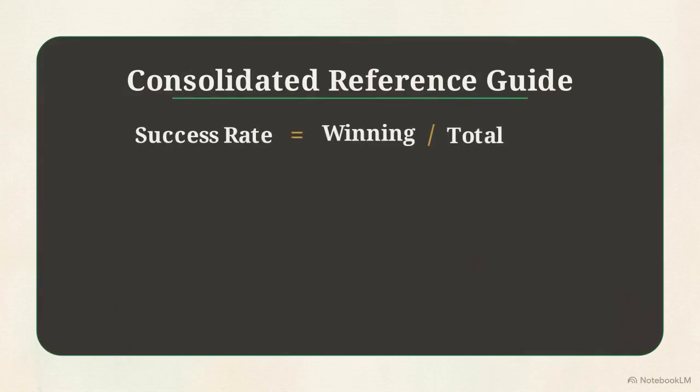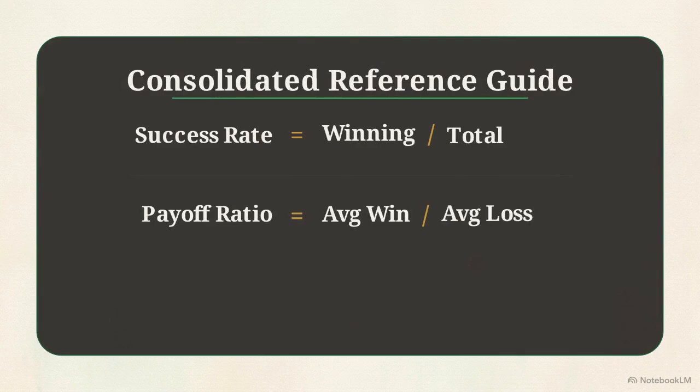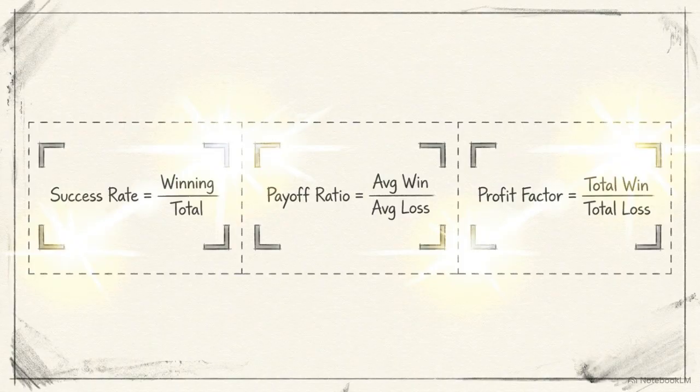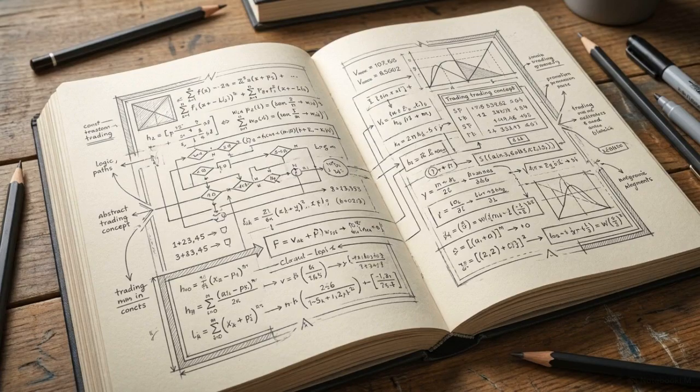Here is the consolidated reference guide. Success rate compares the winning trades to total trades. Payoff ratio measures the average win against the average loss, and profit factor compares the total win to the total loss. Grab a screenshot of this cheat sheet and keep it next to your charts. True strategy evaluation goes far beyond simple win and loss counting. Now you have the math to prove it.